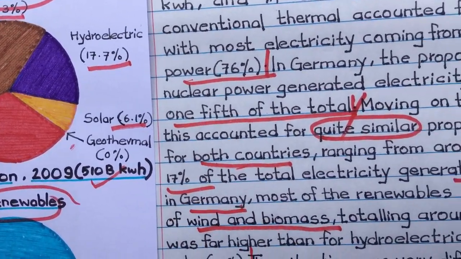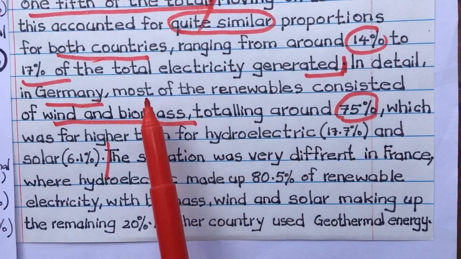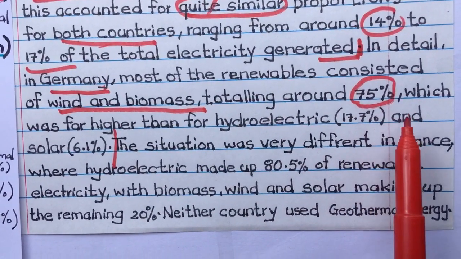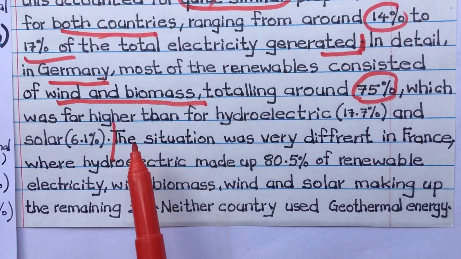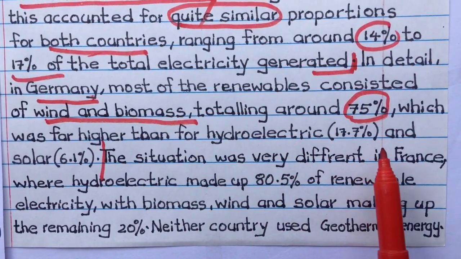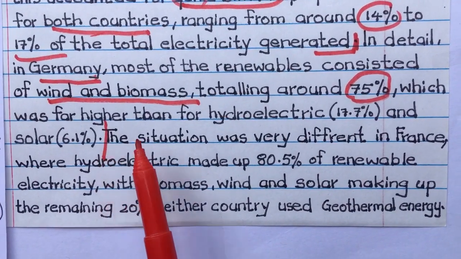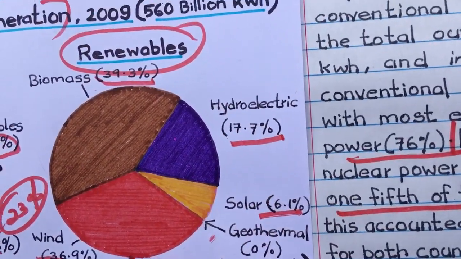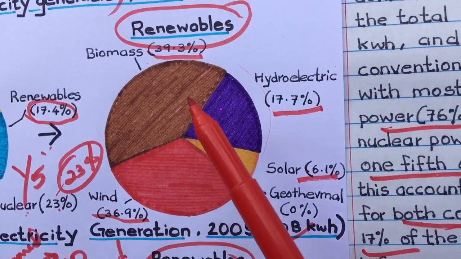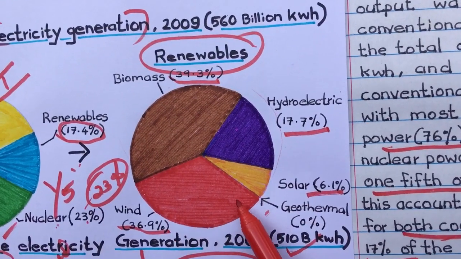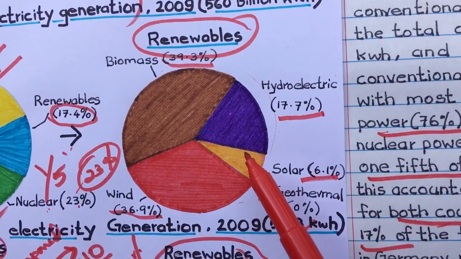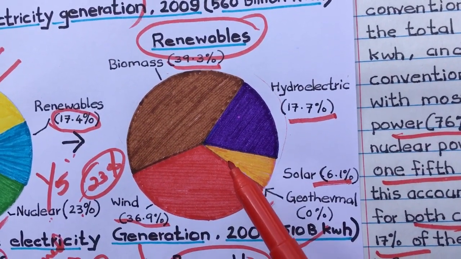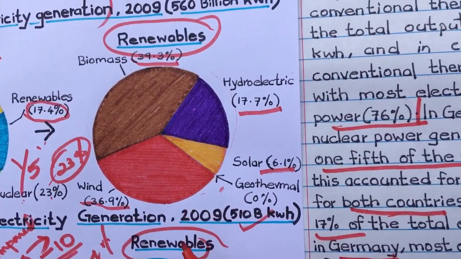Okay, so move to the sentence here. In detail, in Germany, most of the renewable consists of wind and biomass, totaling around 75%, which was higher than for hydroelectric 17.7% and 6.1%. So in a single sentence I have included the entire diagram, this entire pie chart. If you could accomplish that feat, it is really good, because you could reduce the number of words in your writing and you could score better bands.